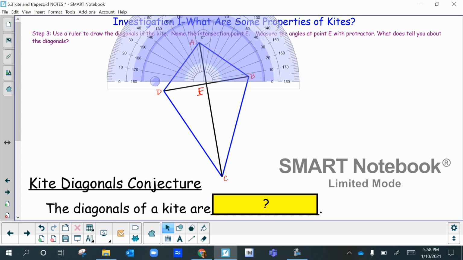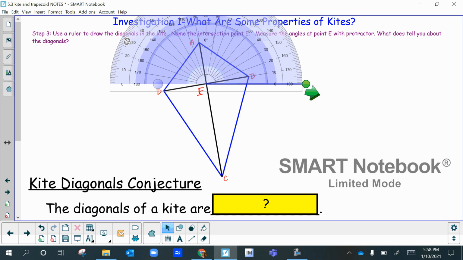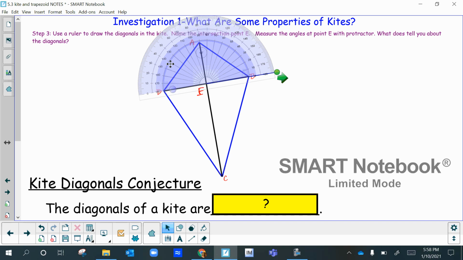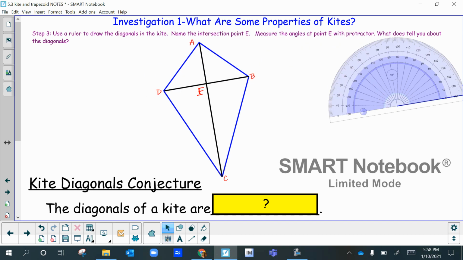So make sure you line up your protractor perfectly. I'm going to turn it to make sure it's nice and even. Look at that, it's right on the 90. Okay, so let's put a box right there stating that that is 90 degrees. If you just name one, you should know that all four are going to be equal. Okay, so they're all 90 degrees.